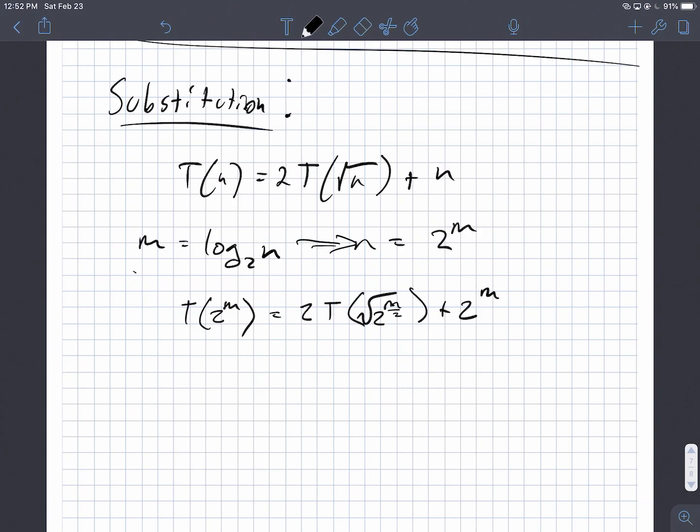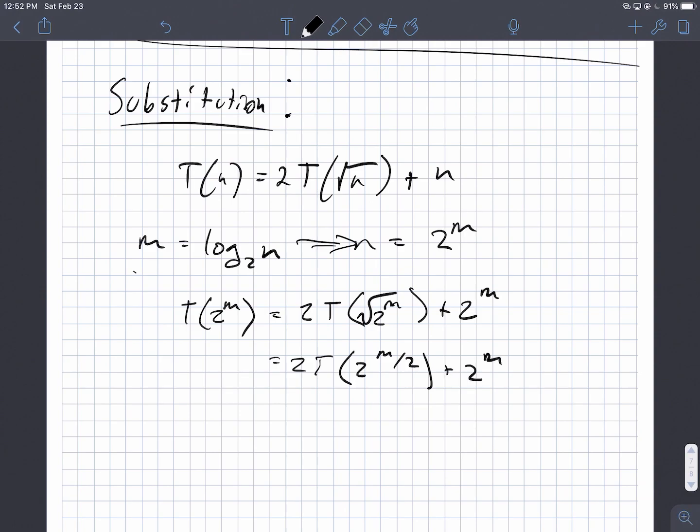Yeah, question? Why is the 2 there in this group? Oh, sorry, my bad. You're right. So this equals 2T of 2 to the m over 2. Sorry, good catch.